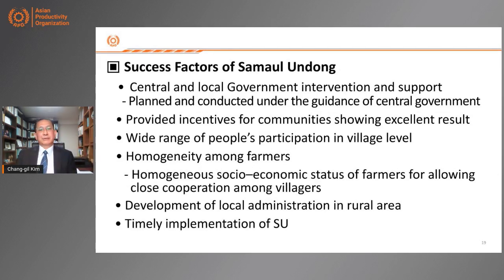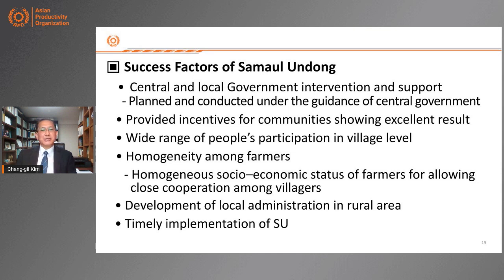There are success factors of Saemaul Undong in the Republic of Korea. There are six components. The first one is central and local government intervention and support. All programs were planned and conducted under the guidance of the central government. That means it is a top-down approach, basically.